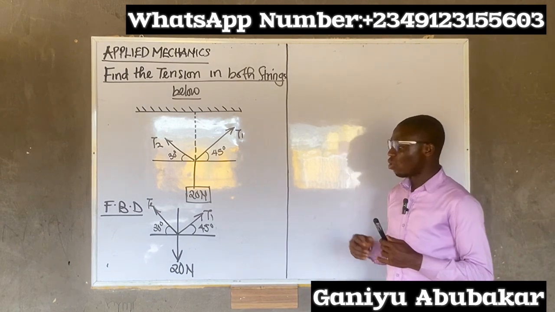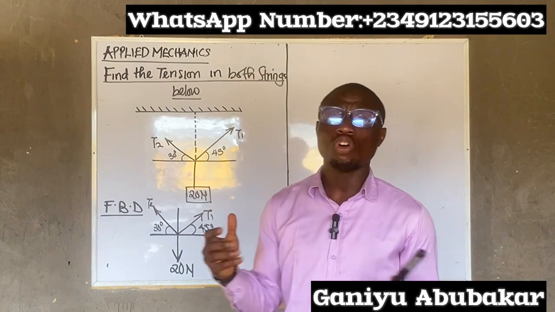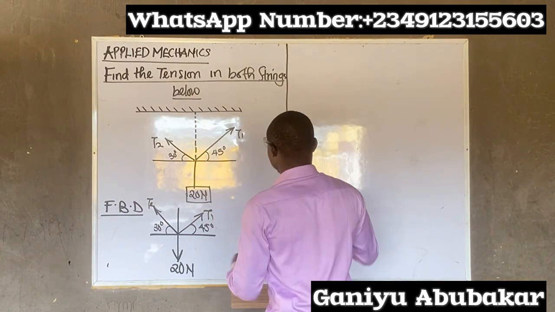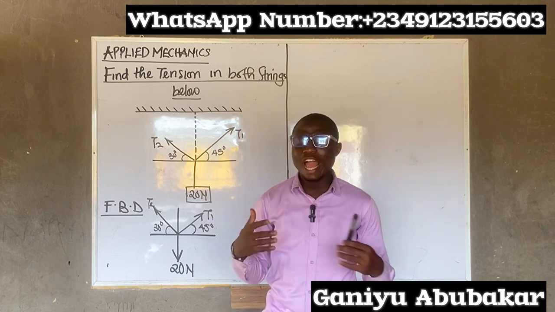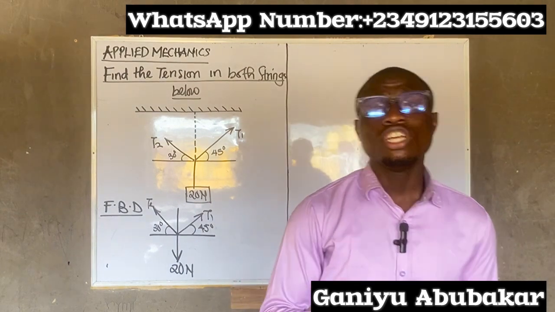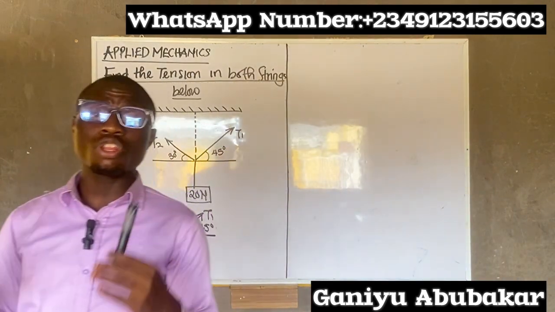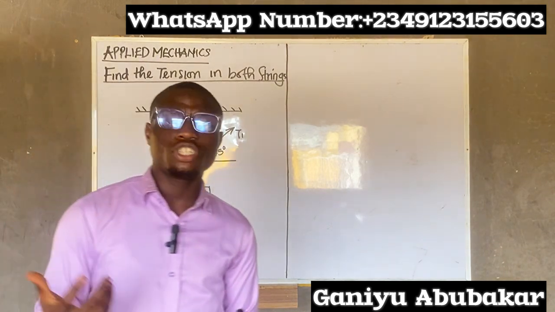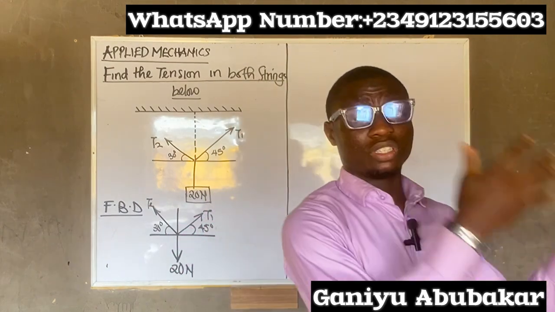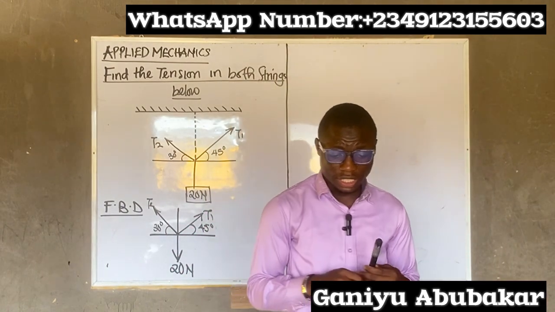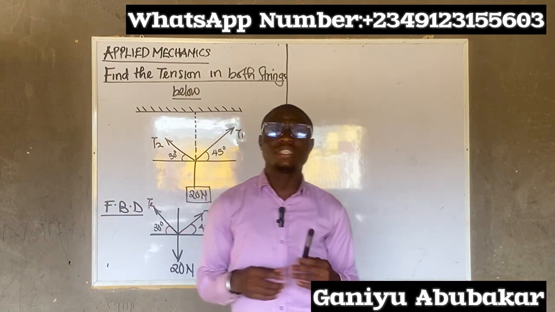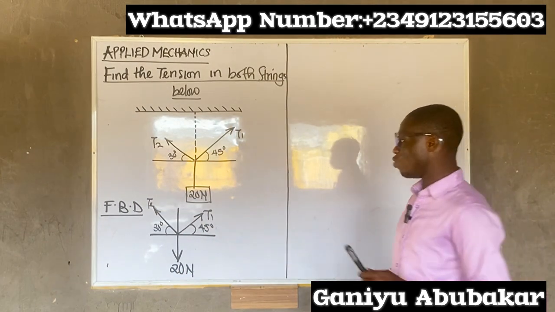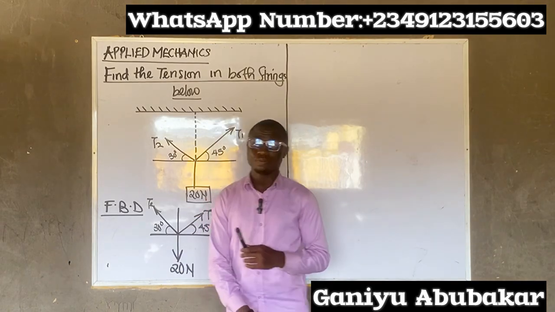Let's calculate for T1 and T2 by applying the conditions of equilibrium of a particle. Solution. The first condition of equilibrium of a particle is simply that the summation of horizontal components is equal to 0. The second condition says the summation of vertical components is equal to 0. And the last condition says the moment at any particular point is equal to 0. Let's apply these conditions in getting the value of T1 and T2.